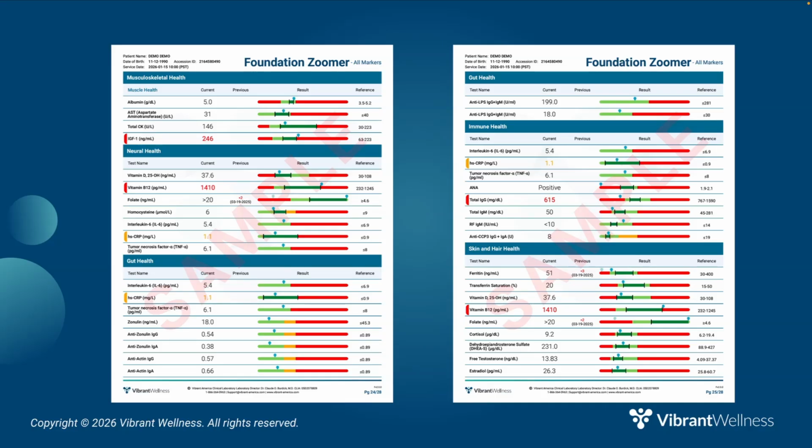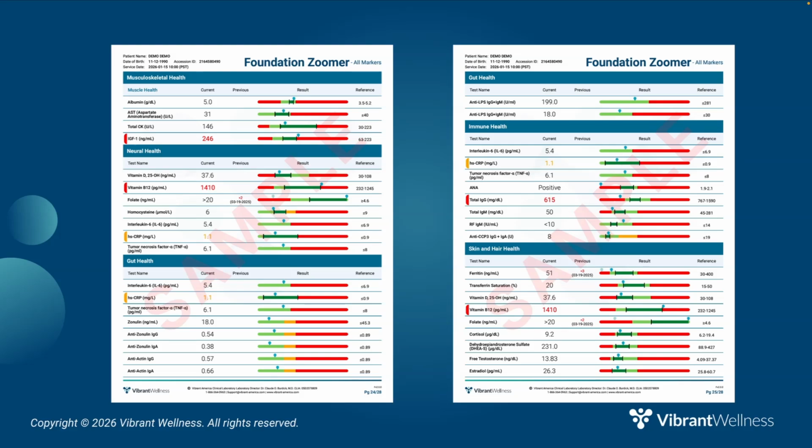The neural health markers include vitamins B12 and D. The gut health markers include anti-zonulin, actin, and lipopolysaccharide, aka LPS, which provides insights on intestinal hyperpermeability. The immune health markers include total IgG, total IgM, rheumatoid factor, and anti-CCP3.